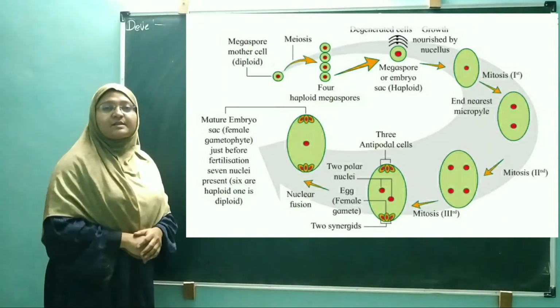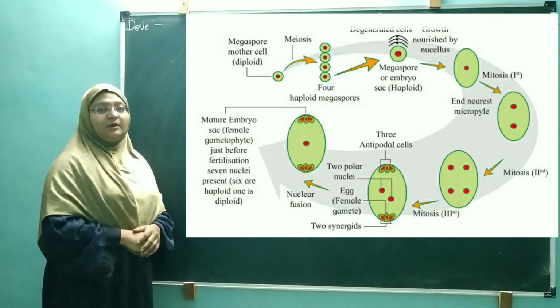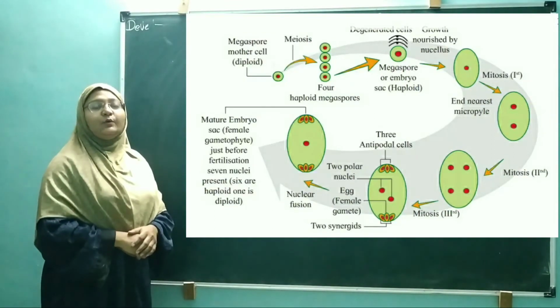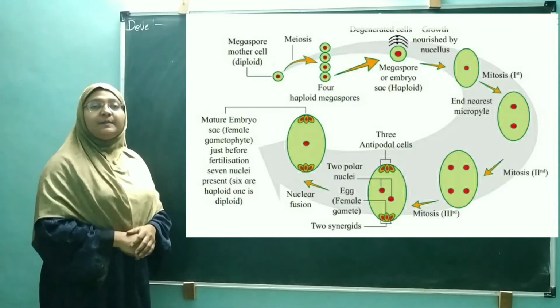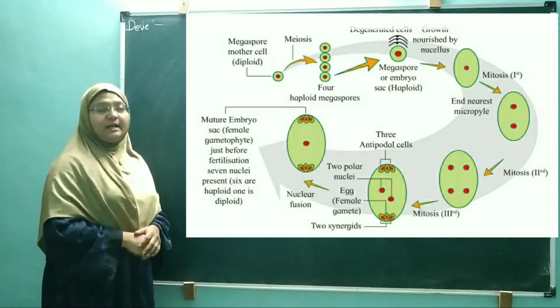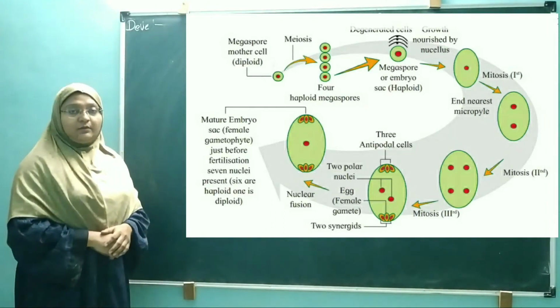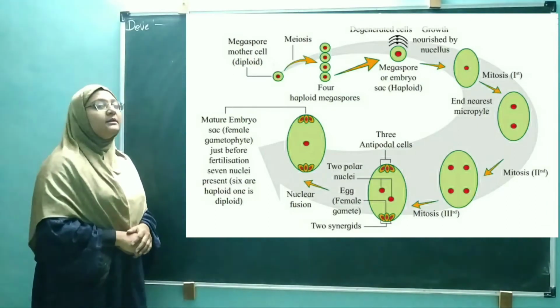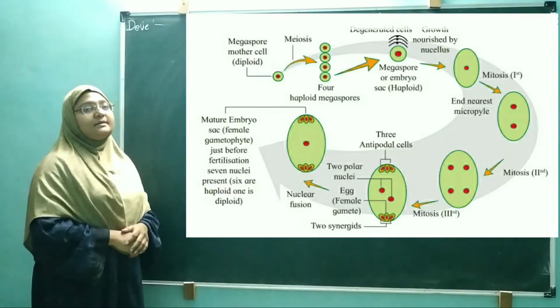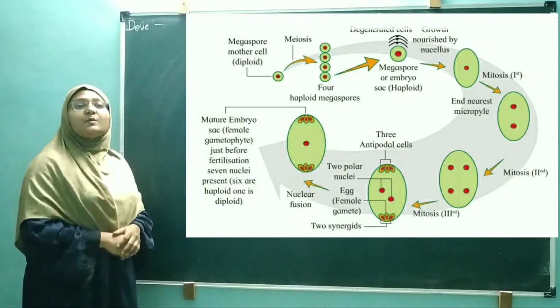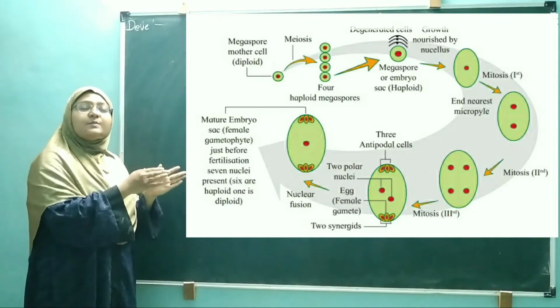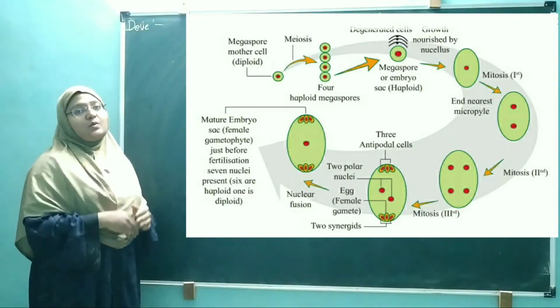Assalamu alaikum students. Next we are discussing the development of the female gametophyte. We have seen the female gametophyte is called the embryo sac, which is present inside the ovule. Ovule is called an integumented megasporangium. That megasporangium contains the megaspores.